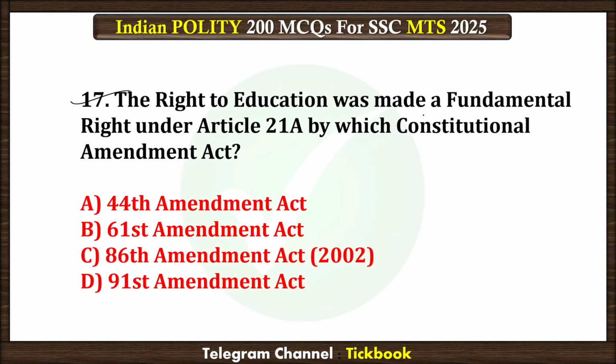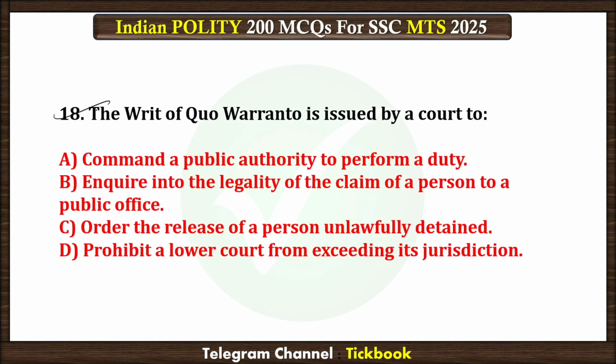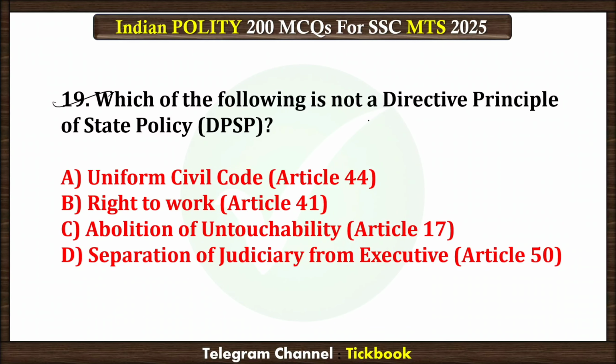17. The right to education was made a fundamental right under Article 21A by which Constitutional Amendment Act? Option number C, 86th Amendment Act 2002. 18. The writ of quo warranto is issued by a court to inquire into the legality of the claim of a person to a public office. Option number B. 19. Which of the following is not a directive principle of state policy? Option number C, abolition of untouchability.